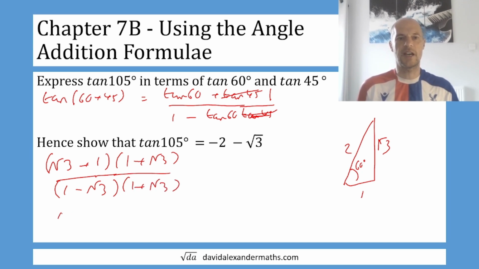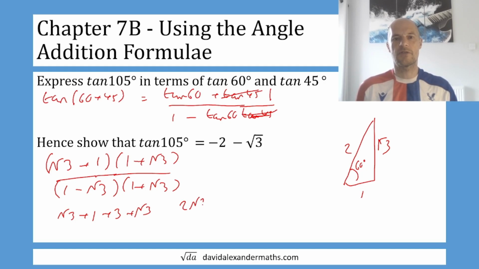So on the top, we're going to get root 3 plus 1 plus 3 plus another root 3. So that is 2 root 3 plus 4 on the top. And on the bottom, that's going to be 1 take away 3, which is negative 2. Okay, so I can divide through by negative 2. So that's going to give me negative root 3 minus 2. And that is, of course, the same as minus 2 minus the square root of 3, as required.